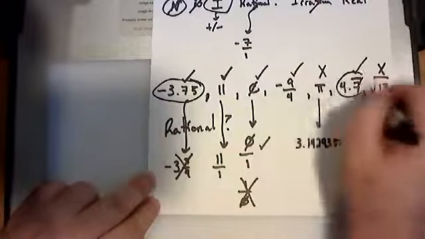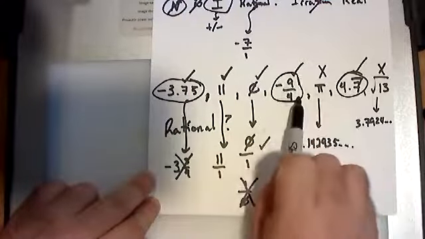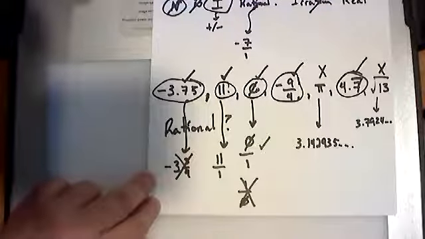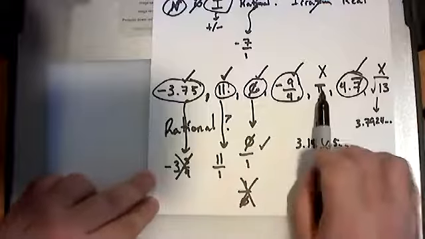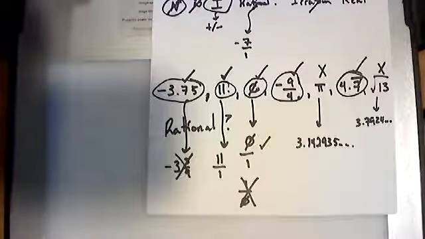So these were rational because this one stopped, this one repeated. This is rational because it's a normal fraction. And these two are rational because they're just regular whole numbers, 0 and 11. Numbers like pi and numbers like unclean square roots like 13 are not rational.